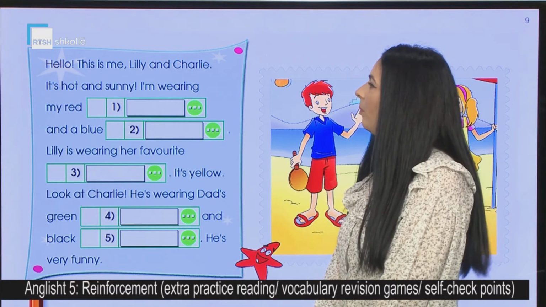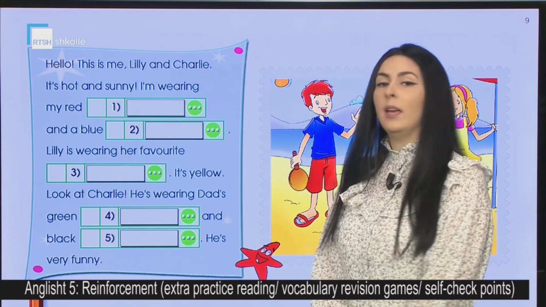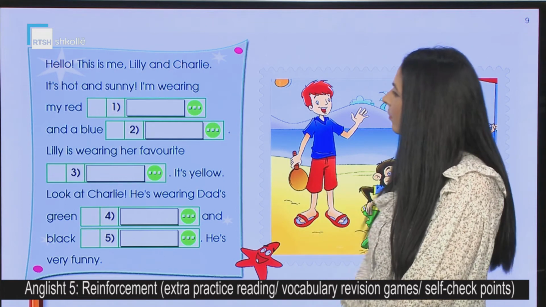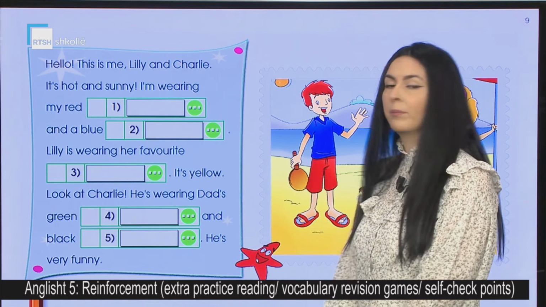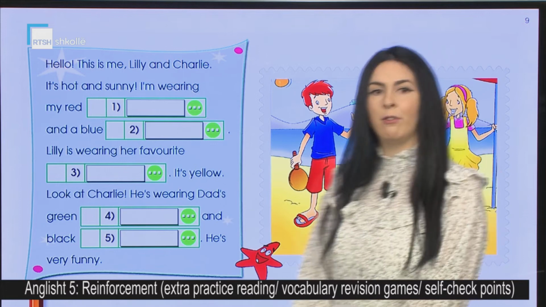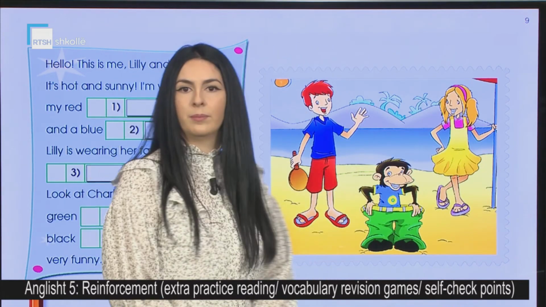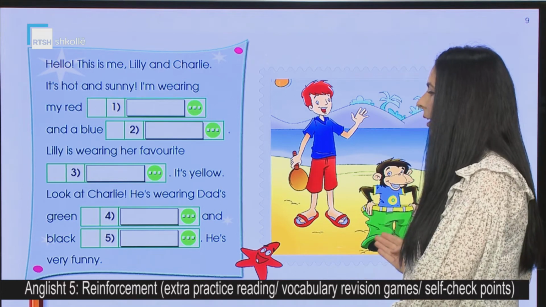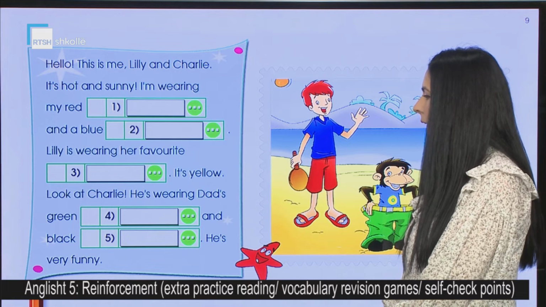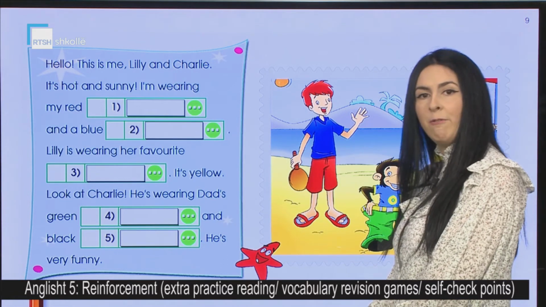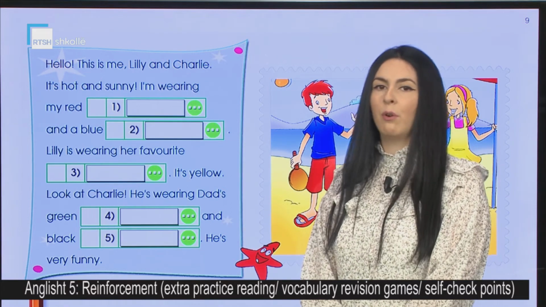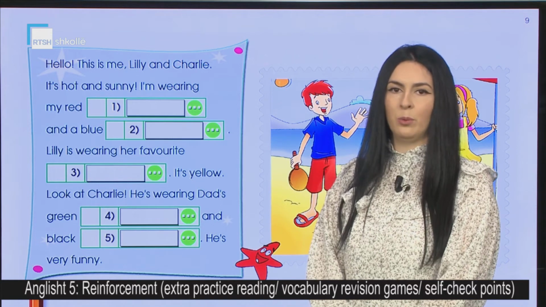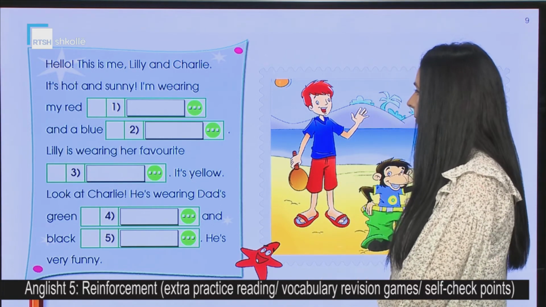Now let's continue. Hello, this is me, Liam and Charlie. It's hot and sunny. I'm wearing my red and the blue. Lily is wearing her favorite. It's yellow. Look at Charlie. He's wearing Dad's green and black. He is very funny. So, I invite you for a few seconds to complete the empty spaces, and then we are going to revise them together. Are you ready?